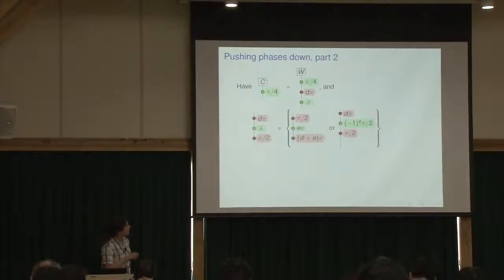And in the second case, we again have a green operator, which isn't a multiple of pi, but we can do the same trick that we used previously. So we're going to split it.